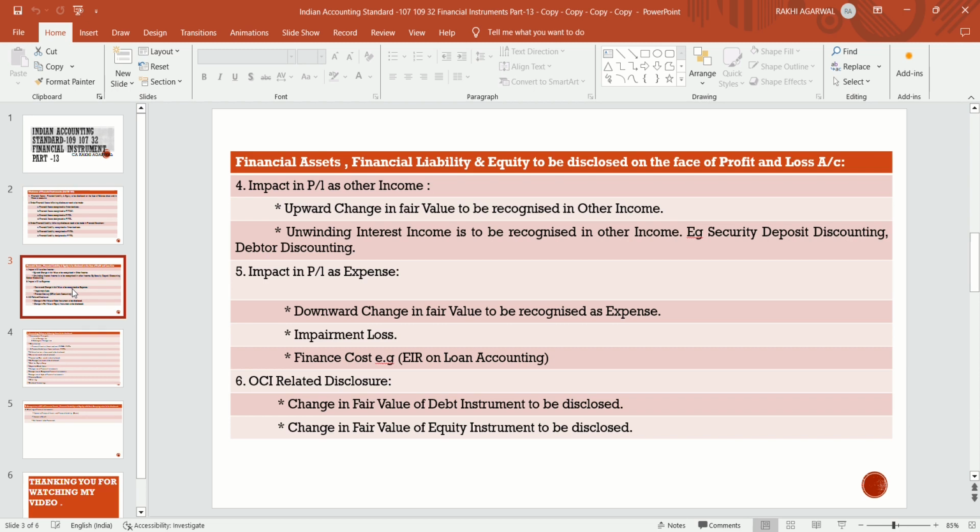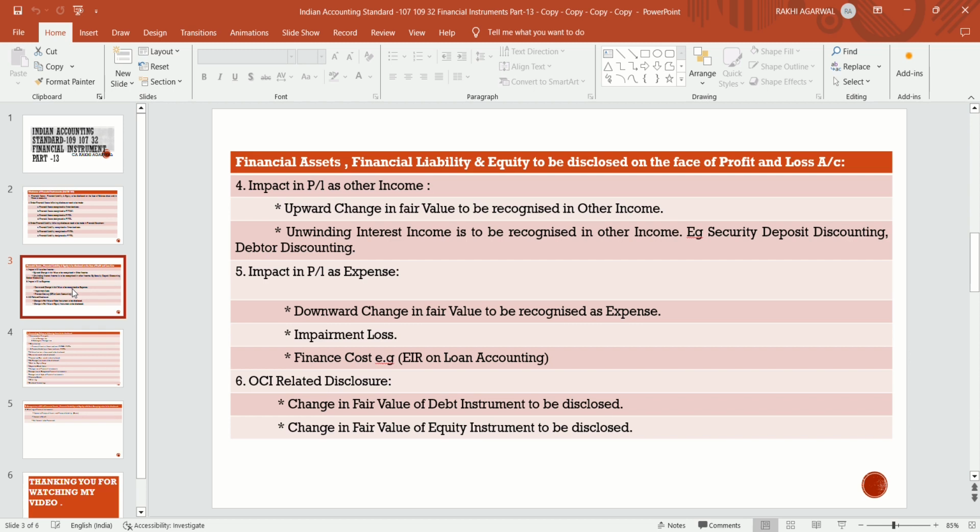Any upward change in the fair value is to be recognized in other income. Unwinding interest income is also to be recognized in other income. For example, security deposit discounting and debtor discounting are unwinding interest income. Any difference between the carrying value and the fair value is the interest income, which should be recognized as other income. Any upward change in the fair value of the asset or liability is to be recognized in other income.